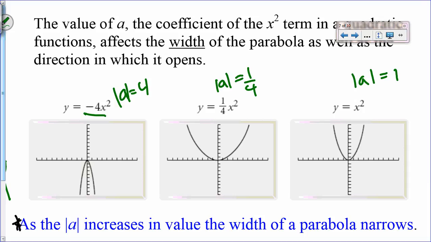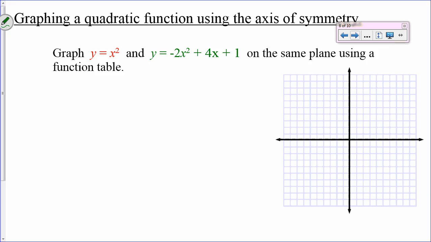So let's continue on. We want to graph a quadratic function using the axis of symmetry, and this one has us graphing them on the same plane. In fact, we'll go ahead with that plan. So in red, we'll graph y equals x squared. We'll graph this one first. So we want to use the axis of symmetry.